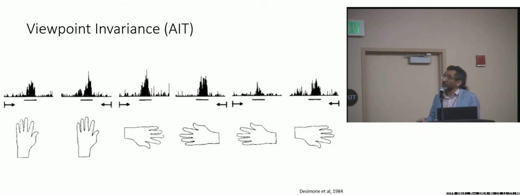Viewpoint invariance, here's a hand cell. Your hand can be in all sorts of different orientations and moving in different directions, and you get a pretty stable response. It doesn't matter which way the hand is facing, it represents a hand being there. Now, viewpoint invariance is good for recognizing objects, but there are some tasks that you want to do where you recognize an object, but you need a specific viewpoint.